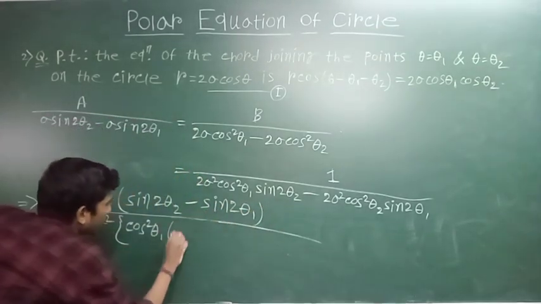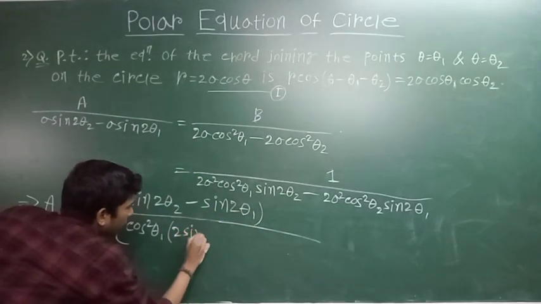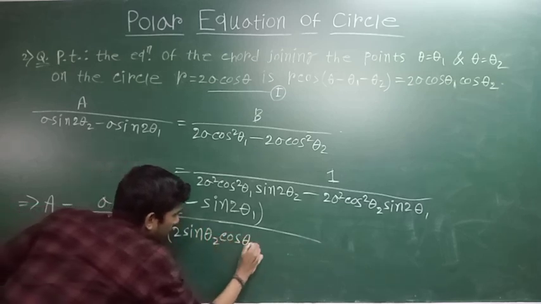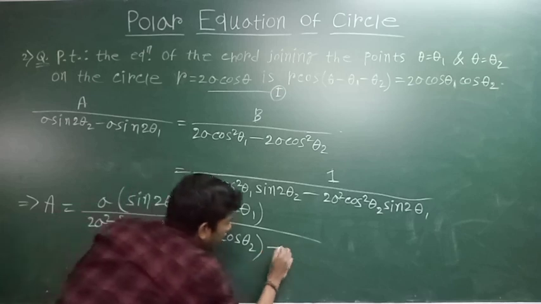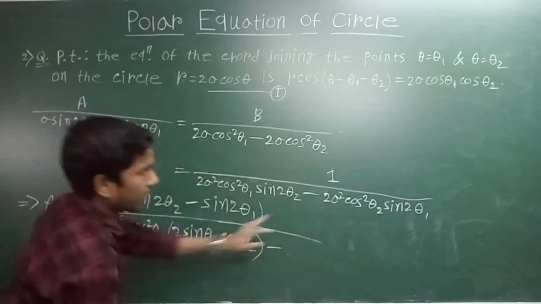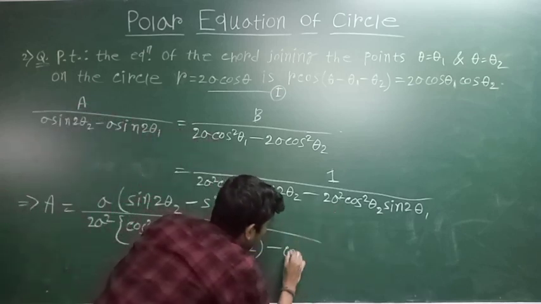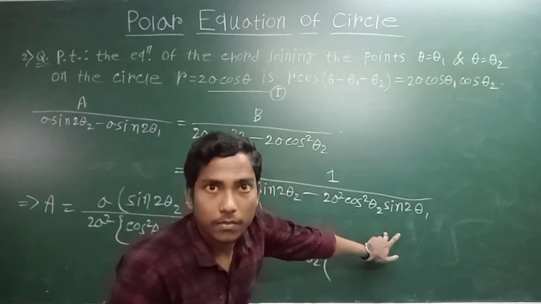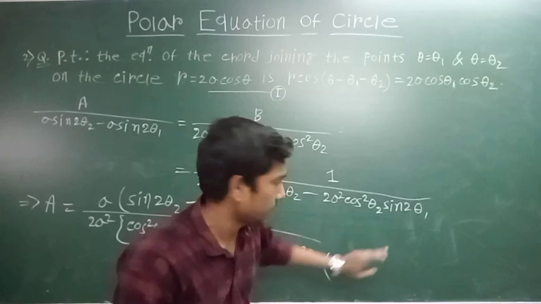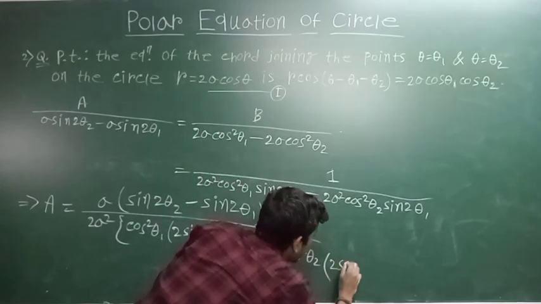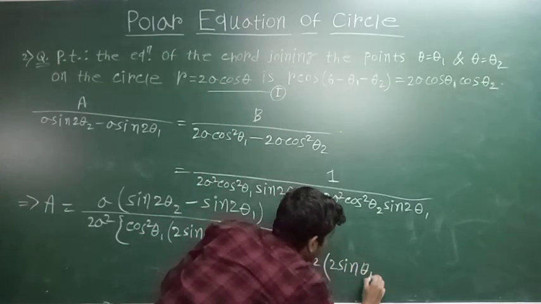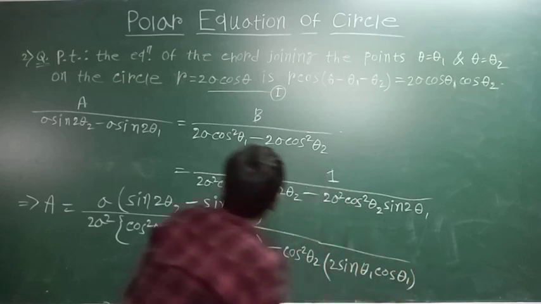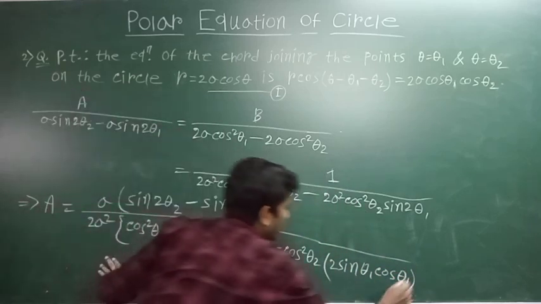we will split this, 2 sin theta 2 into cos theta 2 minus 2a square is common and cos square theta 2 into sin 2 theta 1 means 2 sin theta 1 into cos theta 1. Okay, this is the denominator.